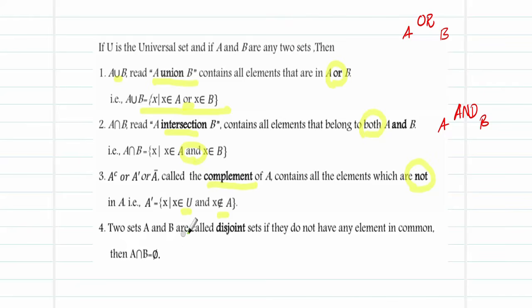Two sets A and B are called disjoint if they have no element in common. So if they don't have any element in common, they are referred to as disjoint. So what will be the number of elements contained in both A and B? If they are disjoint, there are no elements in common, so the intersection will be empty. So this is the condition for disjointness: A intersection B is always empty when the sets are disjoint.